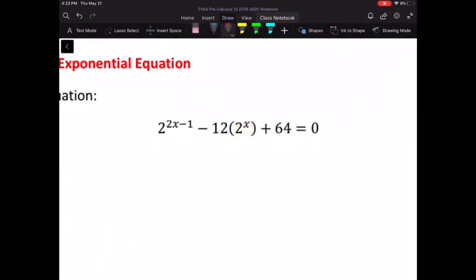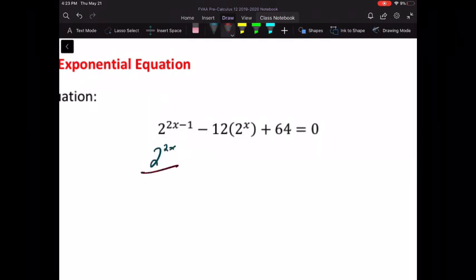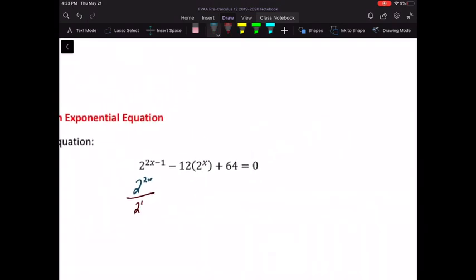So the first thing I'm going to do is change this first one into 2 to the 2x over 2 to the 1. Because if you remember your exponent rules, that's the difference of powers. When you have 2 to the 3 over 2 to the 2, that is equal to 2 to the 3 minus 2, which is equal to 2 to the 1. So you subtract them.